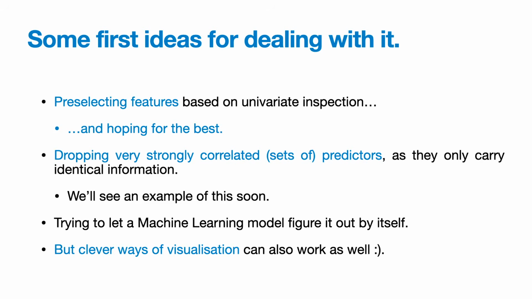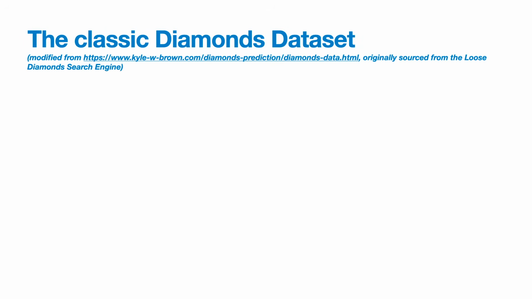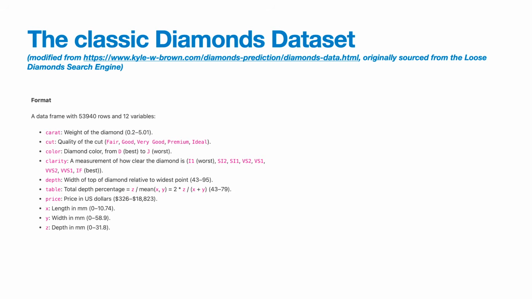To make this point, I'll have a look at the classic diamonds data set. The funny thing about this is I wasn't really able to figure out who assembled that data set in the first place. It was first made for the R programming language in the ggplot library. What I was able to find is that somebody sourced these data from the Loose Diamonds search engine, which apparently is a thing. There are search engines for diamonds. I wasn't aware. But some poor fella assembled this data set with prices for like 54,000 different diamonds, and a bunch of other variables, like the carat.